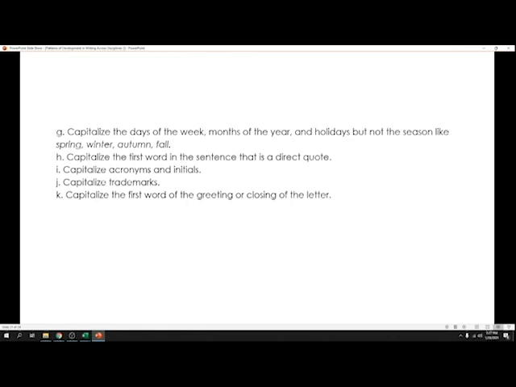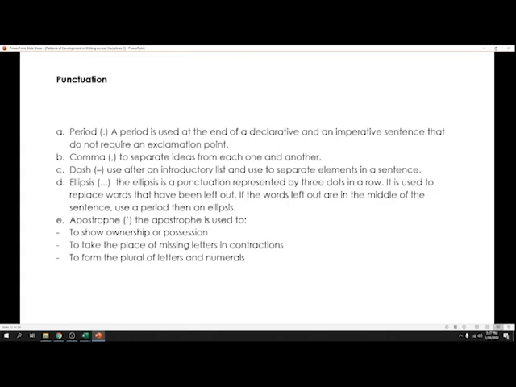Also, capitalize the days of the week, months of the year, and holidays, but not the seasons like spring, winter, autumn, and fall. So, capital nyo yung week. For example, Monday, Tuesday, capital dapat yon, months din, at ang holidays. Pero hindi pwedeng capital ang mga season, katulad ng spring, winter, autumn, and fall. Capitalize nyo rin yung first word in a sentence with a direct quote. So, dapat nakacapitalize yun. Then, ang acronyms din and initials, capitalize. Trademarks, capitalize. The first word of the greeting or closing of the letter, capitalize.